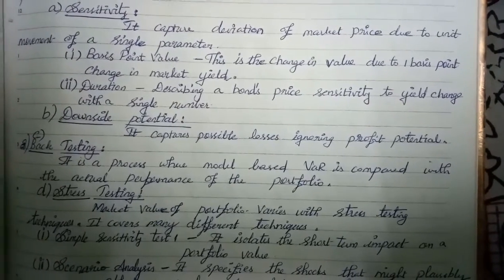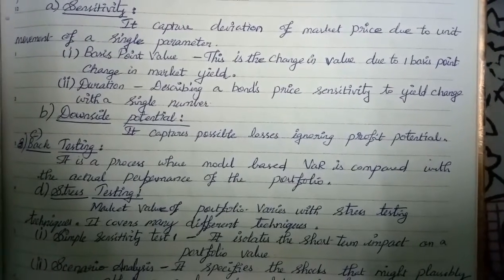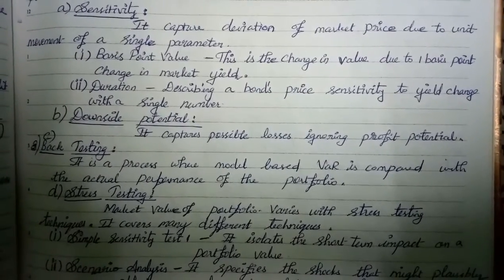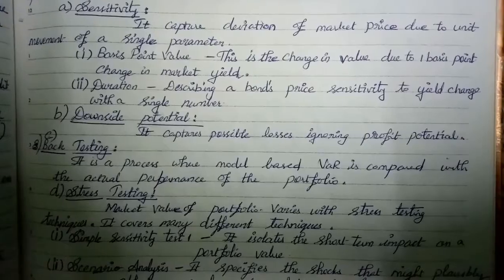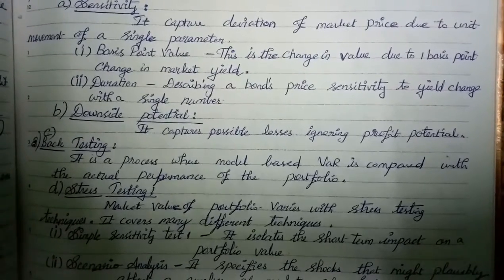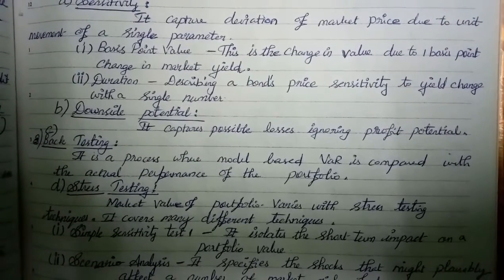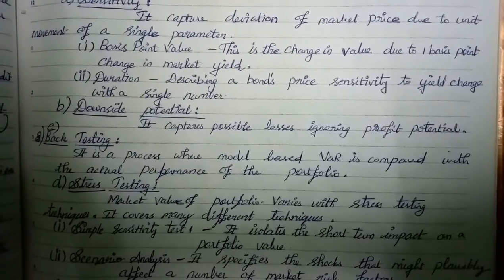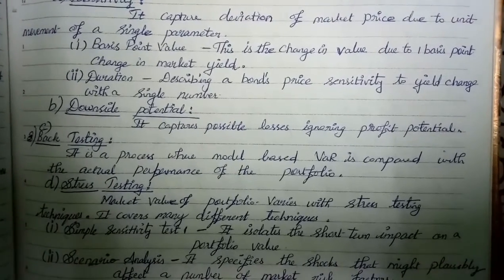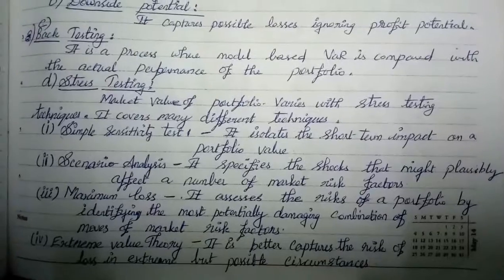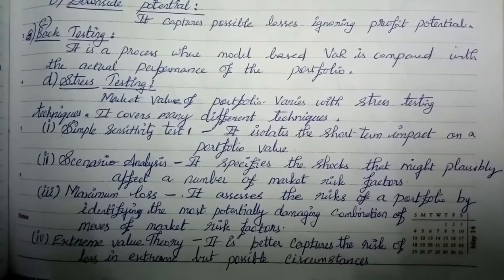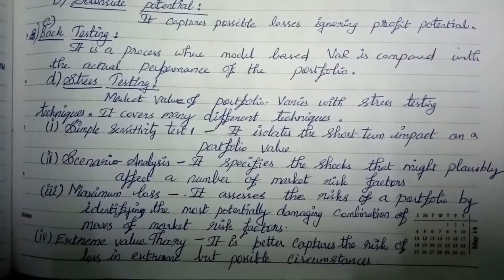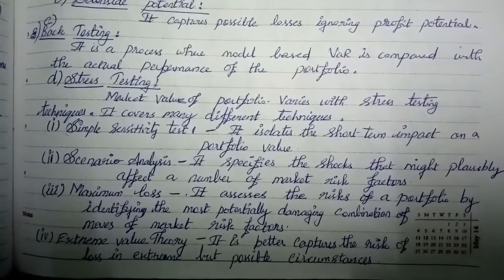Basis point value. This is the change in value due to 1 basis point change in market yield. Duration. Describing a bond's price sensitivity to yield change within a single number. Downside potential. It captures possible losses, ignoring profit potential. Backtesting. It is a process where model-based VAR is compared with the actual performance of the portfolio.